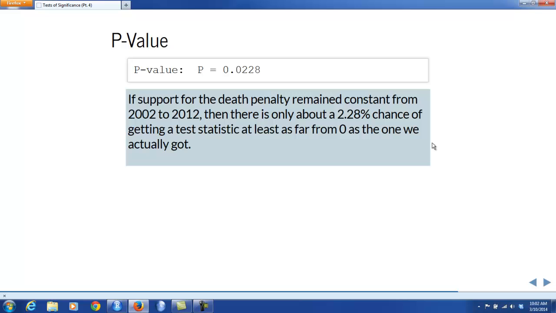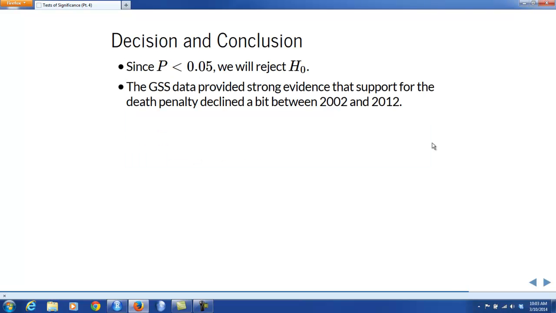The p-value turns out to be 0.0228. Again, we need to interpret it carefully. If support for the death penalty remained constant from 2002 to 2012, that's our way of saying if the null is right, then there's only about a 2.28% chance of getting a test statistic at least as far from zero as the one we actually got. Since the p-value is smaller than 0.05, we're going to go ahead and reject the null hypothesis. So the General Social Survey data from these 2 years provided strong evidence that support for the death penalty declined a bit between 2002 and 2012.